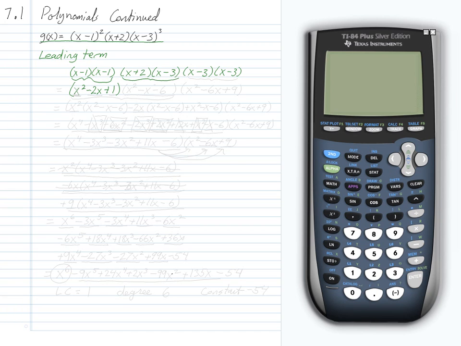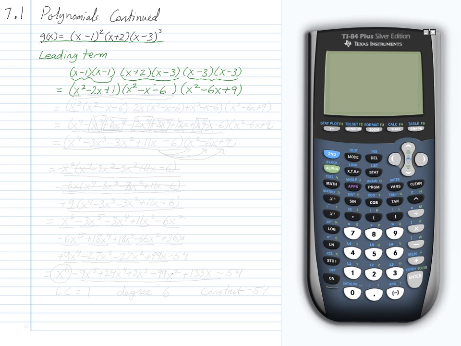And if I multiply these second two factors together, x plus 2 times x minus 3, and I'm doing all of this by FOILing, I will find x squared minus 3x plus 2x, which gives me minus x, and 2 times negative 3 gives me negative 6. And finally, if I multiply my third pair of factors together, I would get x squared minus 3x minus 3x, so minus 6x. And then negative 3 times negative 3 would give me positive 9.